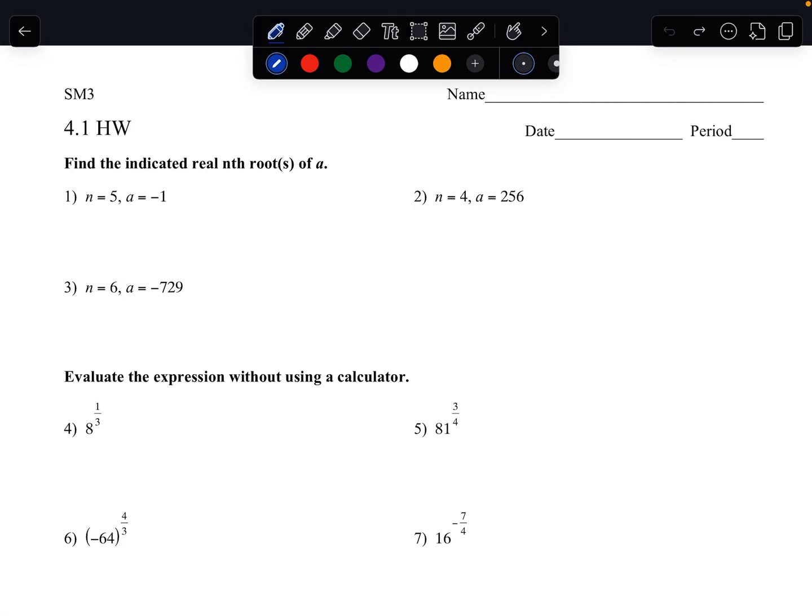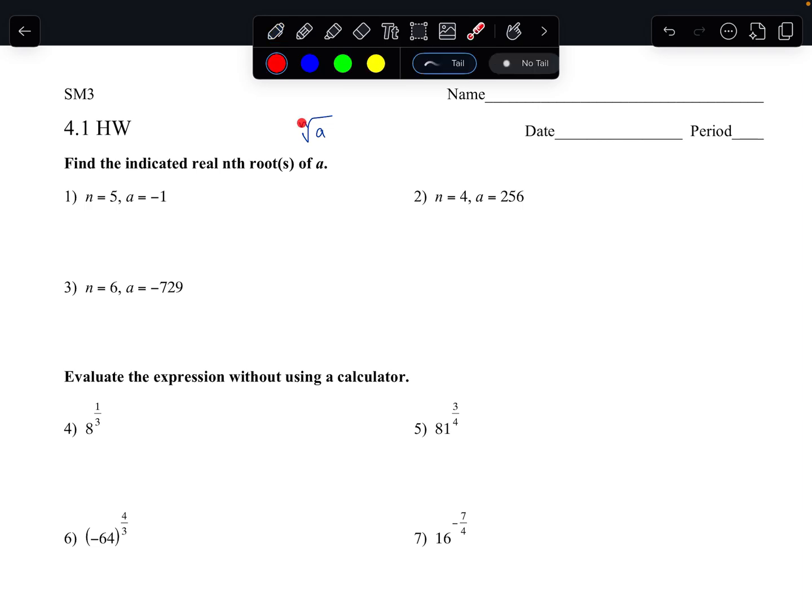Hey guys, this will be me going over the 4.1 homework, and we are talking about roots. So, find the indicated real nth roots of a. And basically what that's saying is that whenever we're doing roots, it's the nth root of a.